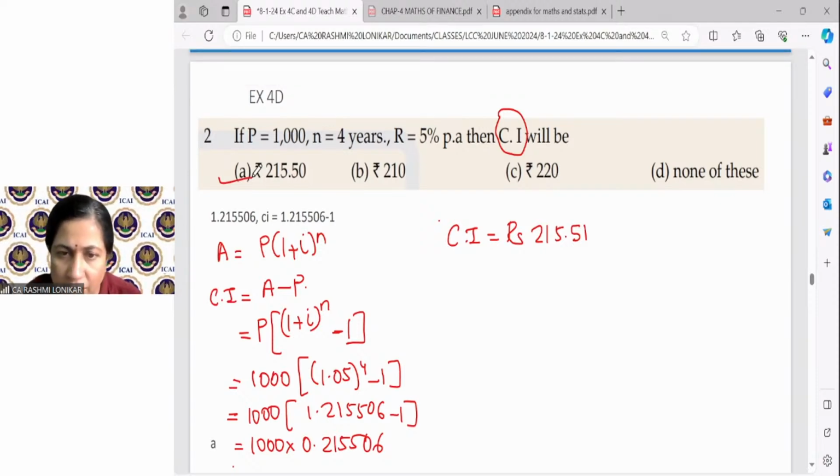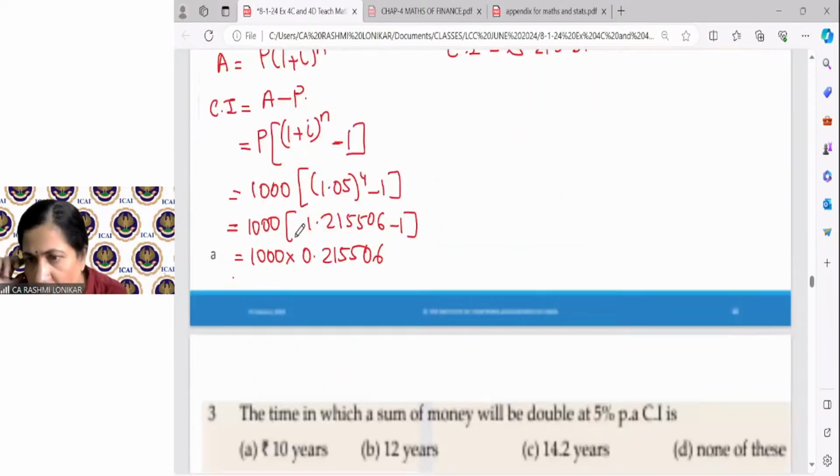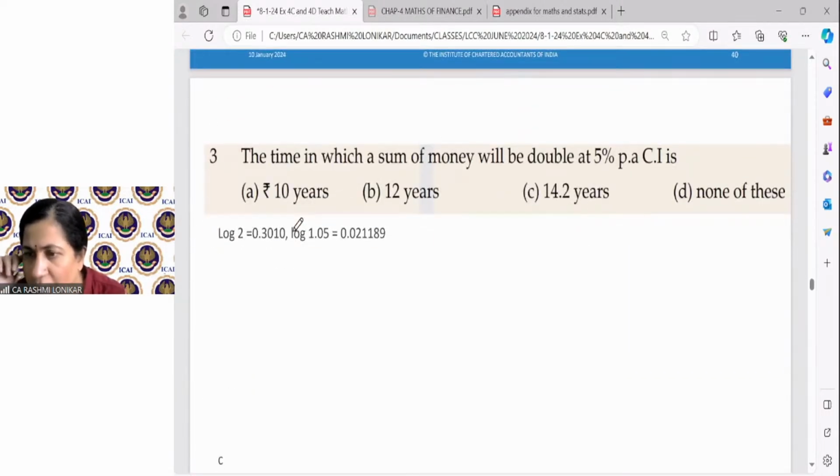Yes, Kinjal correct, Avni correct, Dilip correct. Okay, third. These are the types. This type of sums, I think you get a little confused. So let us go into this type of sums.